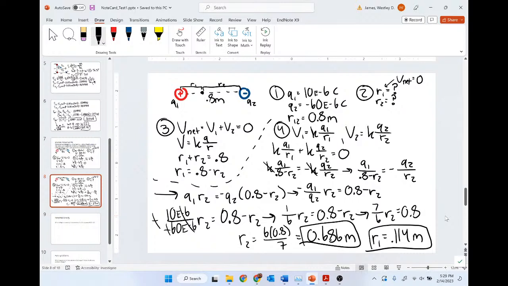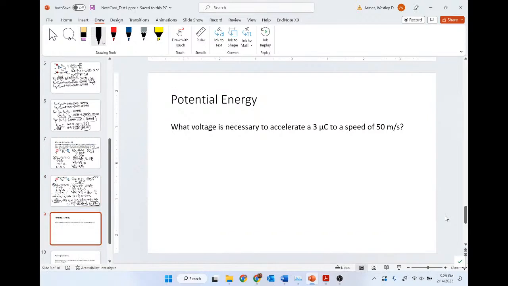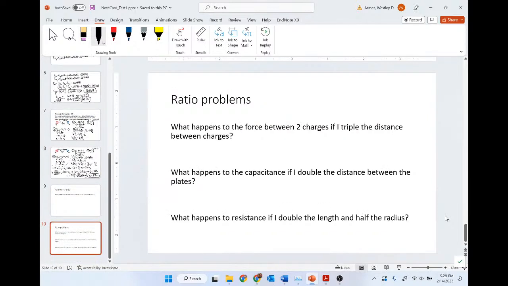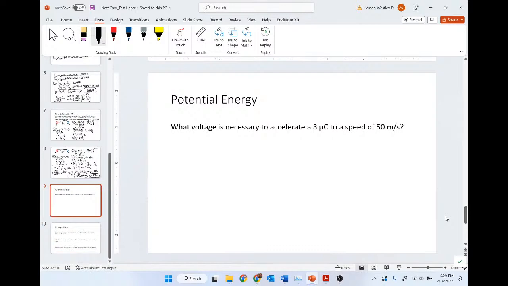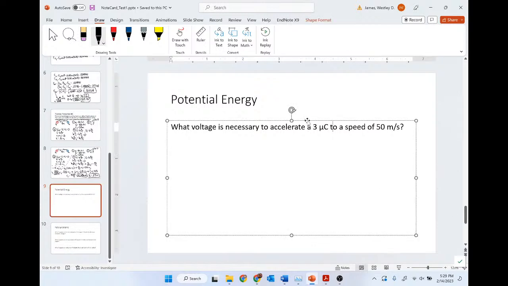Okay? 2 more. Basically, I'm going to do a potential energy problem and then just a bunch of ratio problems. The ratio problems are great multiple choice questions because they don't take that long to do, whereas all of these where I'm having to write out a bunch is that. So let's go ahead and knock out this potential energy one.